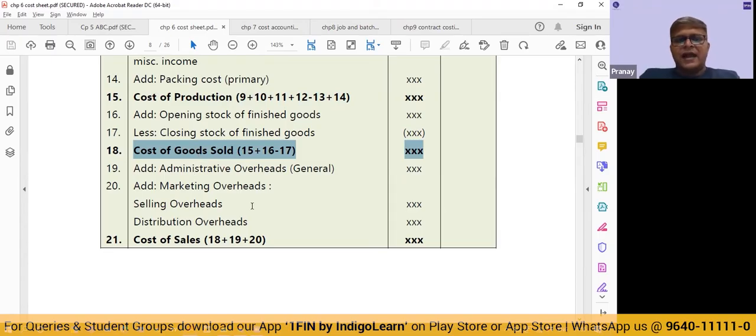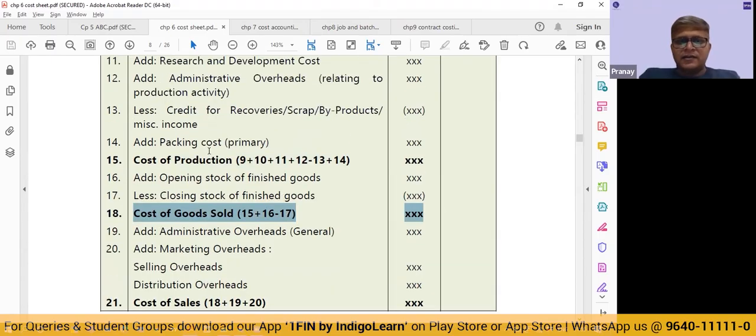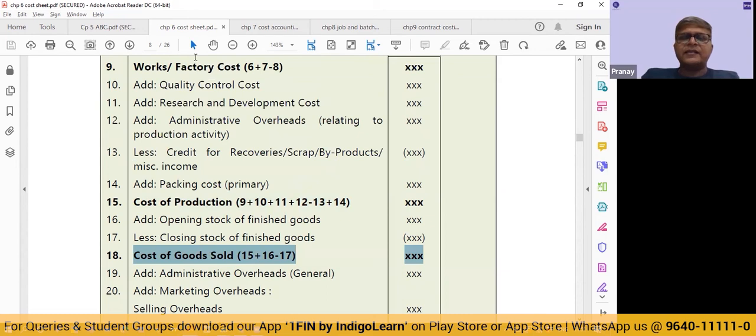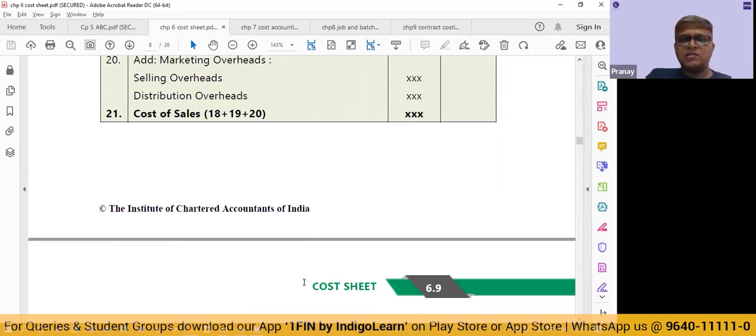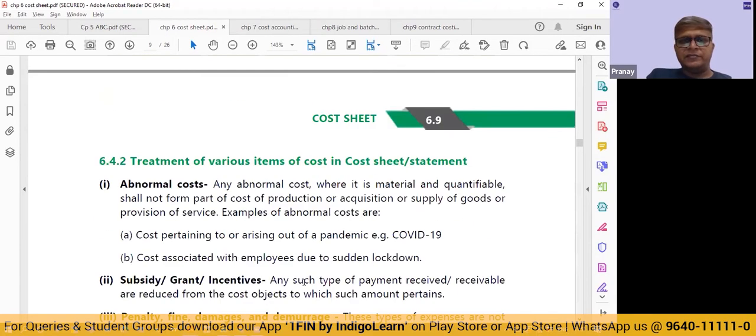Then we add all the other items. So till here, it is everything related to production. After that, we just have your admin overheads, marketing overheads, selling and distribution overheads. We arrive at the cost of sales. So point 18 is the cost of making the goods that we have sold, and everything else is the cost of selling. So that way, once we do a functional classification, it becomes logically easy for us to remember.